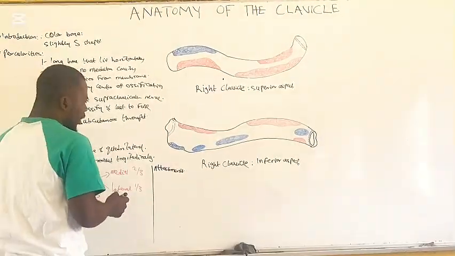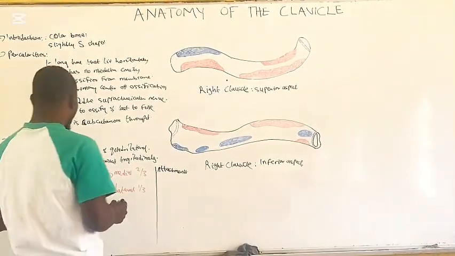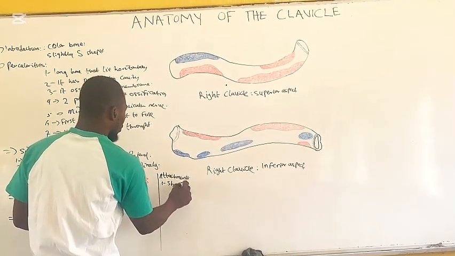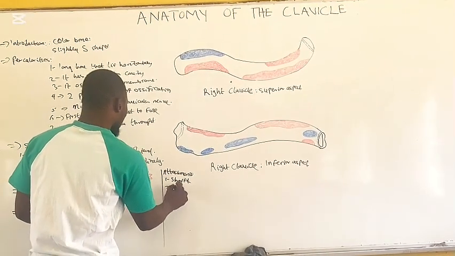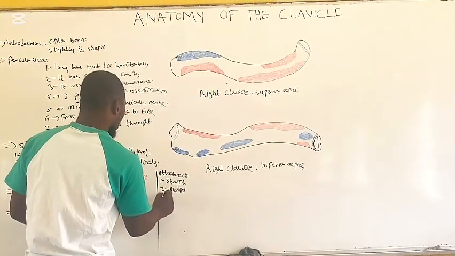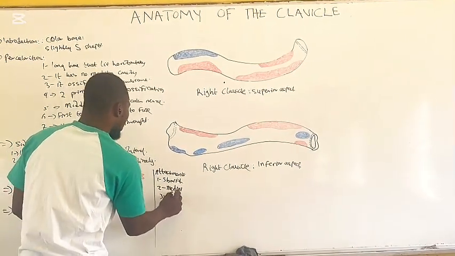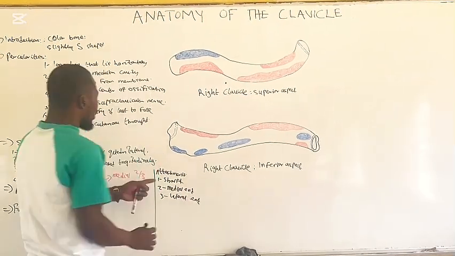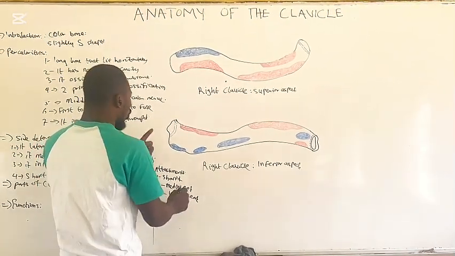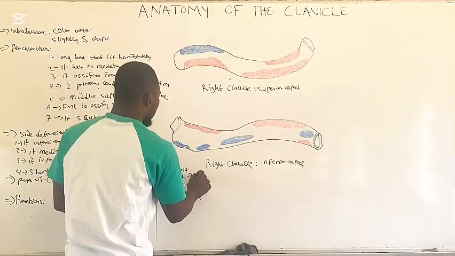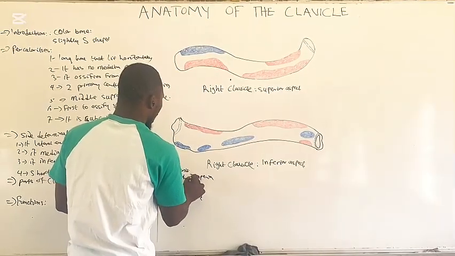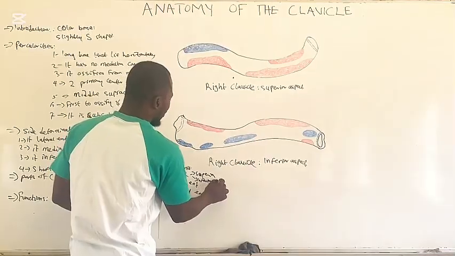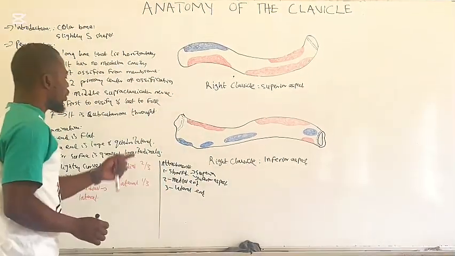For the attachment, for better understanding, we will classify it based on the attachment on 1. the shaft, 2. the medial end, and 3. the attachment on the lateral end. For the shaft, we'll be looking at the attachment on the superior aspect and the attachment on the inferior aspect. So we said the shaft.